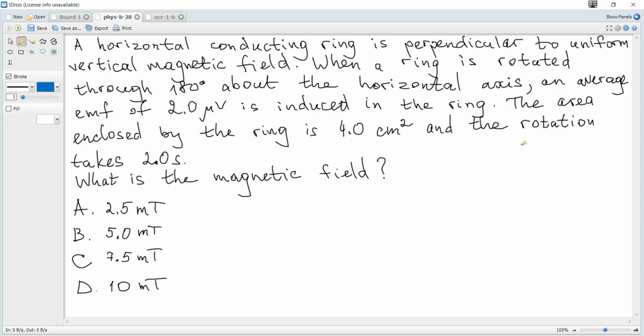So since it's about an average EMF, what is it by definition? It's the negative change in the magnetic flux divided by time taken.